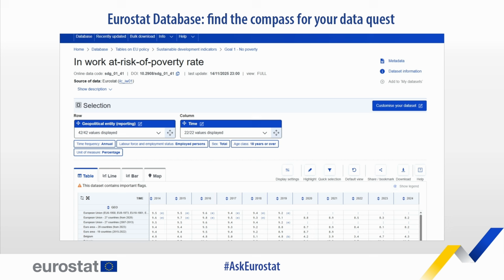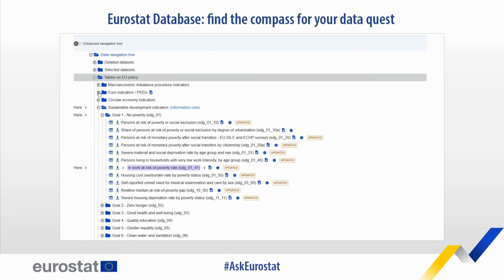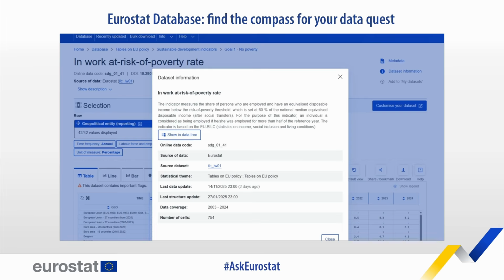If you're looking at a derived dataset, as we're doing here, you will also find the source dataset as a hyperlink in the field source of data. Still in this part of the page, you can explore a dataset's position in the data navigation tree by clicking on dataset information on the right-hand side and then show in data tree. Finally, this block also gives you access to the metadata.